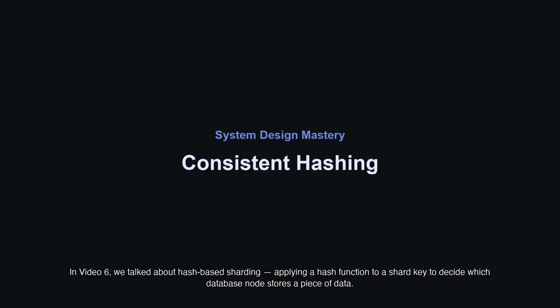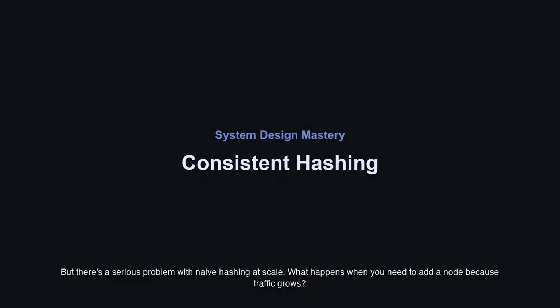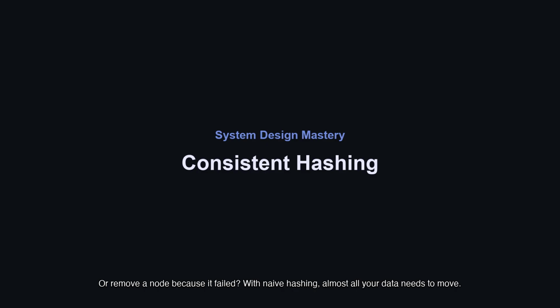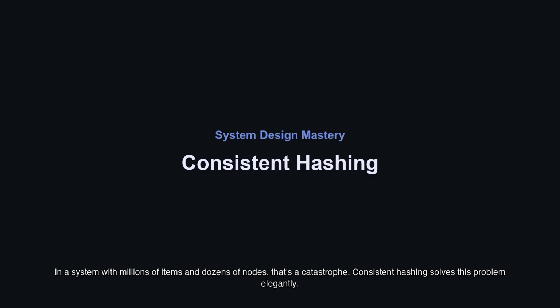In video 6, we talked about hash-based sharding, applying a hash function to a shard key to decide which database node stores a piece of data. But there's a serious problem with naive hashing at scale. What happens when you need to add a node because traffic grows, or remove a node because it failed? With naive hashing, almost all your data needs to move. In a system with millions of items and dozens of nodes, that's a catastrophe.